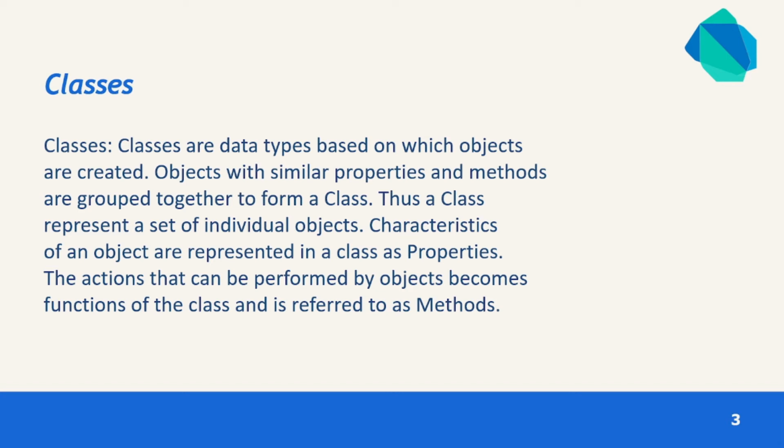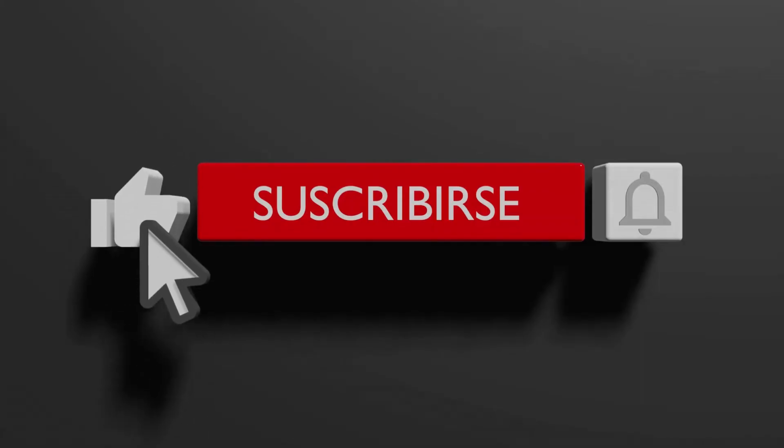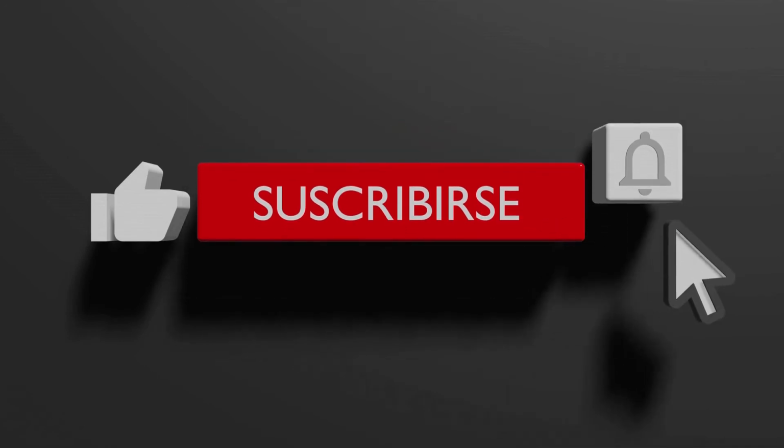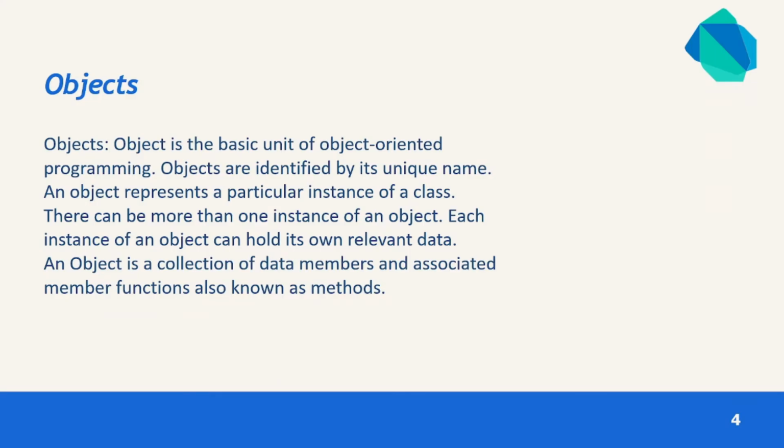The next thing is objects. What is an object? Basically, an object is a basic unit of object-oriented programming, which is the core part of a class, and every class has objects, and the objects are linked with the classes. Objects are identified by a unique name. An object represents a particular instance of a class. There can be more than one instance of an object. It's up to you. You can create many instances according to your choices and demands. And each instance of an object can hold its own relevant data.